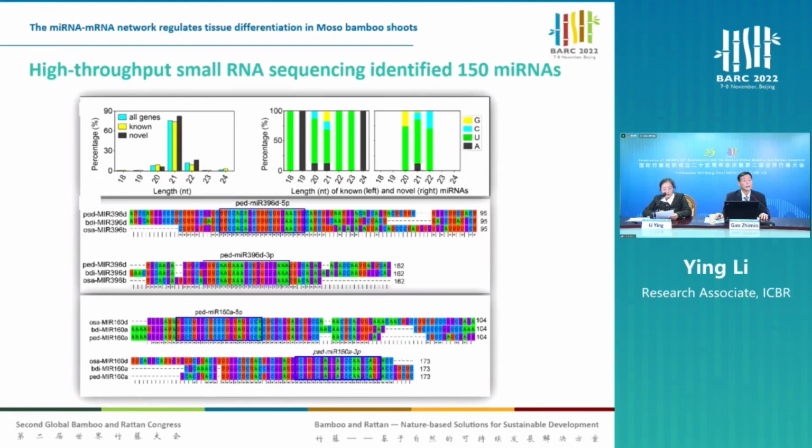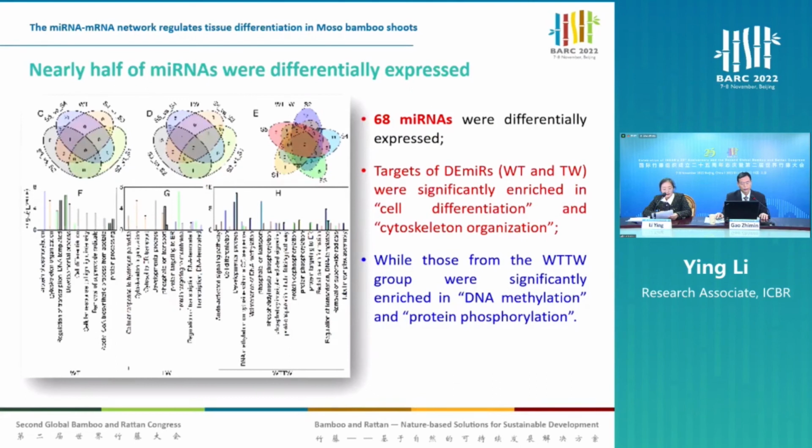As shown, the mature sequences are most conserved, and so are the precursor sequences, between rice and moso bamboo. However, there are many mutations in the flanking sequences. Furthermore, nearly half of the microRNAs were differentially expressed. Targets of differentially expressed microRNAs from the wild type and the variant groups were enriched in cell differentiation, while those from WT-TW groups were enriched in DNA methylation.